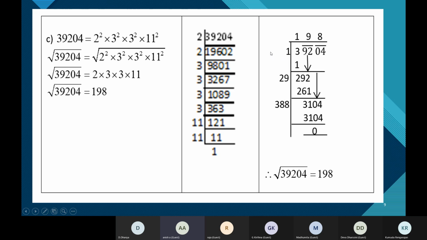So I'm adding 1 so that 1 is near to 3. So 1 into 1 is 1. Then 2 into 2 is 4, and 4 is greater than 3. So 1 into 1 is the appropriate thing. Correct. Next, we have to subtract it. So 1 into 1, 1. Then 3 minus 1 is 2. Next, we have to multiply the number 1 into 2.